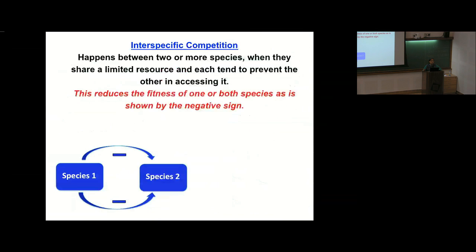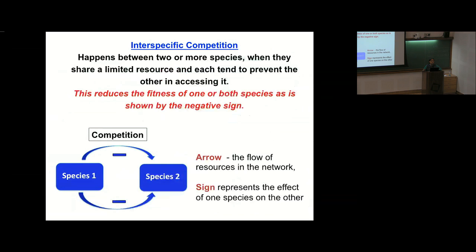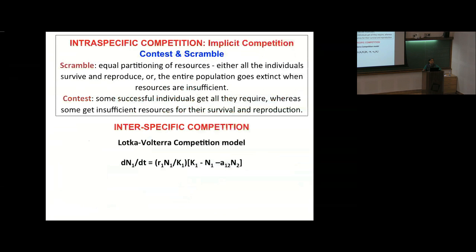So there is also interspecific competition, where both species affect each other negatively. You can look at some of these models. Lotka-Volterra also has a competition model, where the competition is interspecific, not intraspecific like contest and scramble.